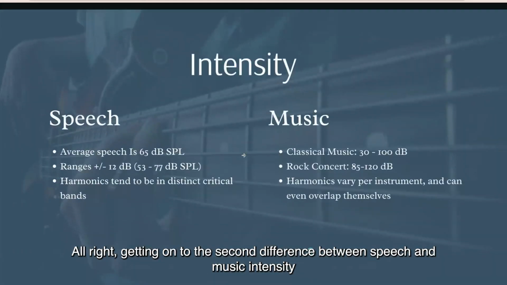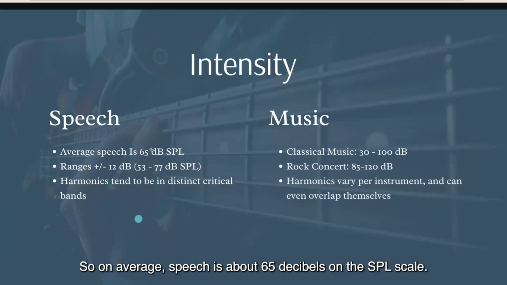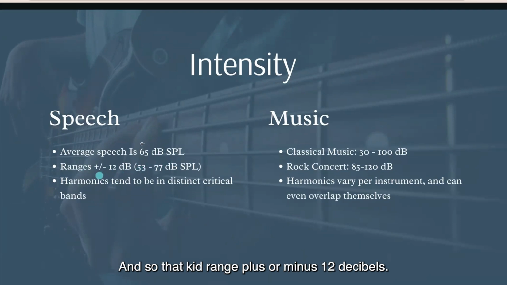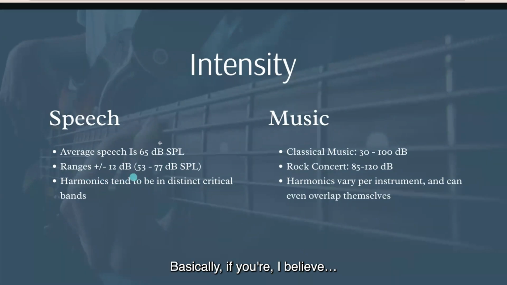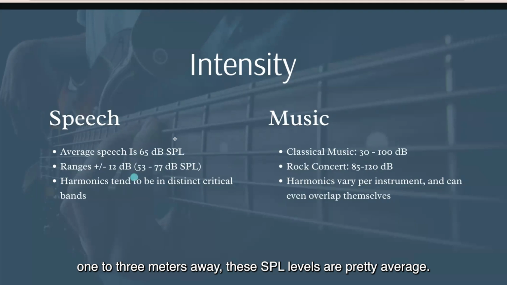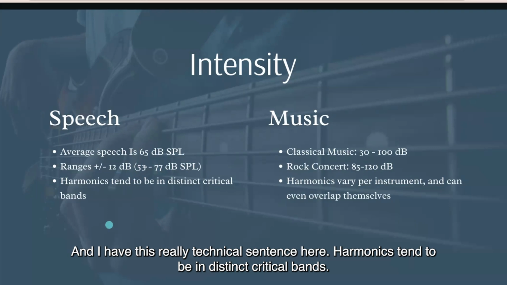All right, getting on to the second difference between speech and music: intensity. So, on average, speech is about 65 decibels on the SPL scale, and that can range plus or minus 12 decibels. It depends on the speaker, but basically, if you're, I believe, 1 to 3 meters away, these SPL levels are pretty average.